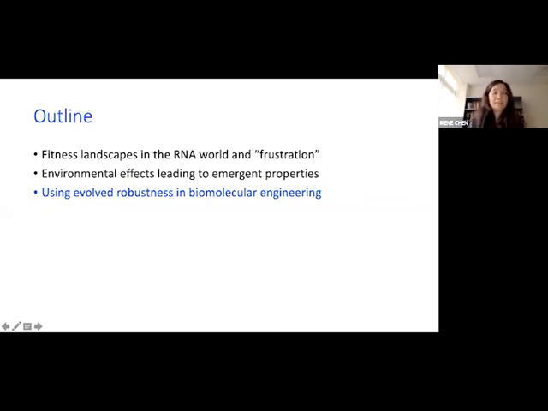It might not be obvious from the outset, but what I'd like to convey to you is that the evolutionary robustness that was developed during evolution can be useful for biomolecular engineering.